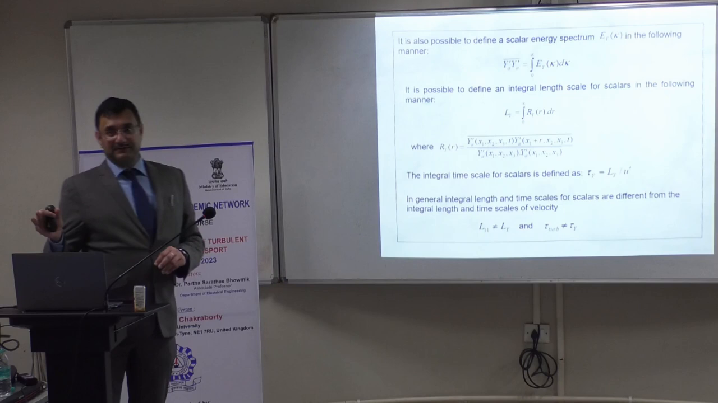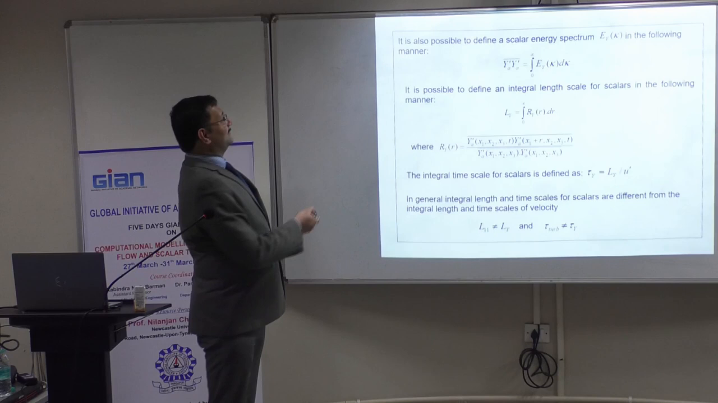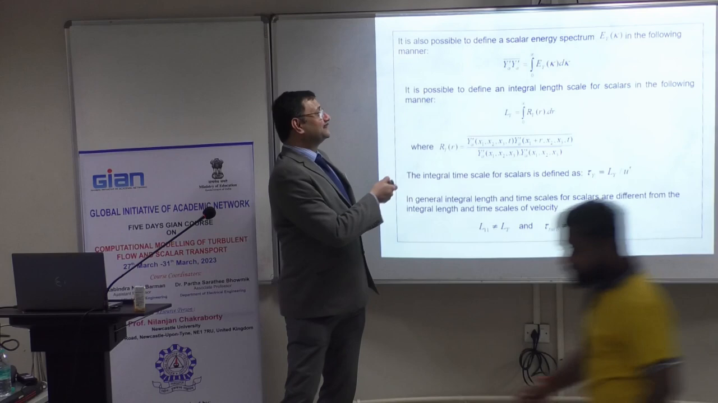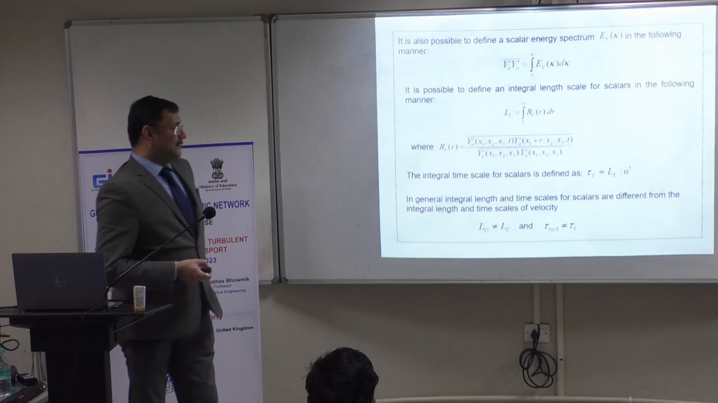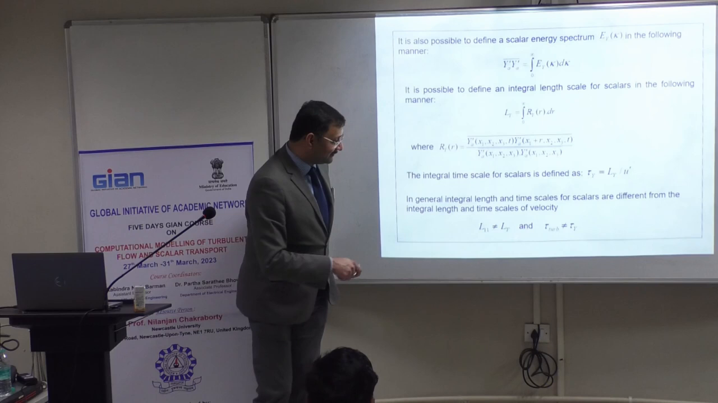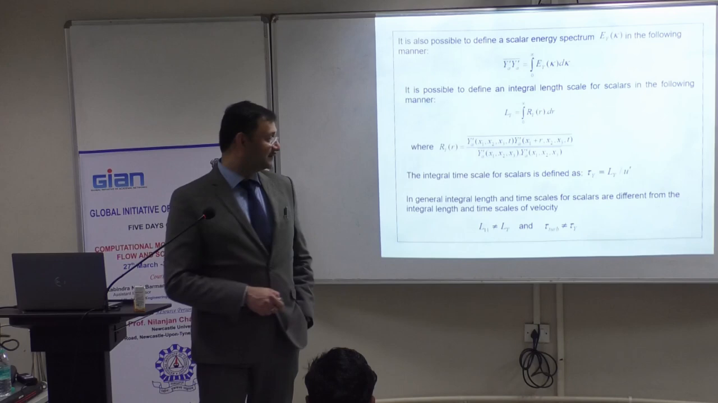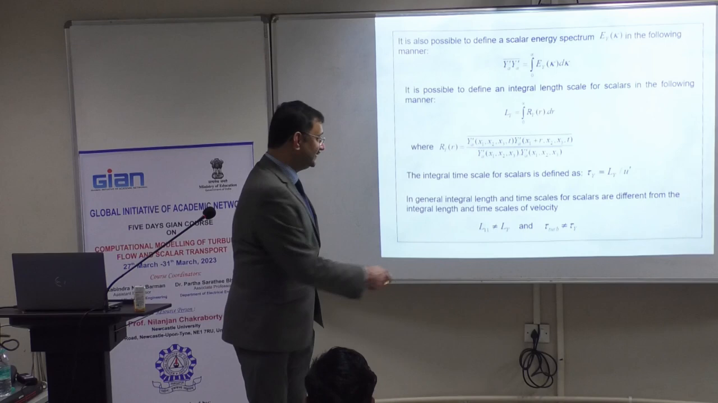Just as I mentioned in the context of turbulent fluid motion, you can generate a spectrum for a scalar as well. This is equivalent to turbulent kinetic energy, but this time with scalar fluctuations. And you can have correlation functions like this for scalars as well. But please note that the scalar integral length scale is not necessarily equal to the integral length scale of turbulence. Similarly, the time scales of scalar fluctuations are not necessarily equal to those of the large scale turbulence.